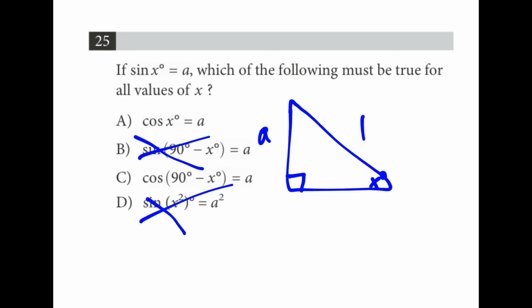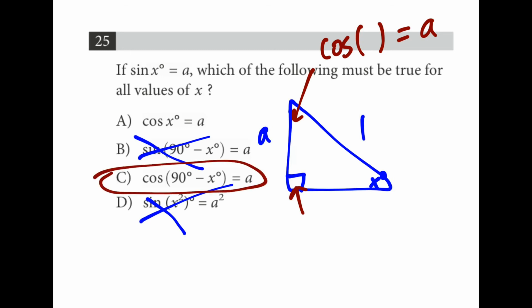And for cosine, I need to take the cosine of this angle here. And that'll be equal to adjacent a over hypotenuse 1. So the cosine of whatever this angle is equal to a. Now how do I figure out that angle? Well, since this is a 90-degree angle, the other two are going to add up to 90. So the cosine of 90 minus x is going to give me whatever this is.